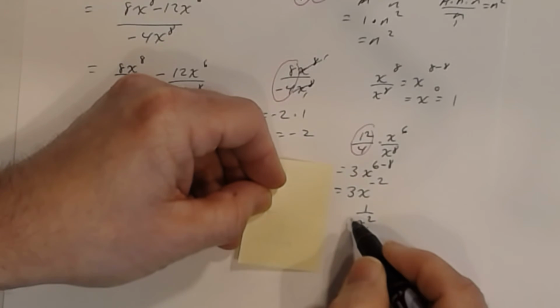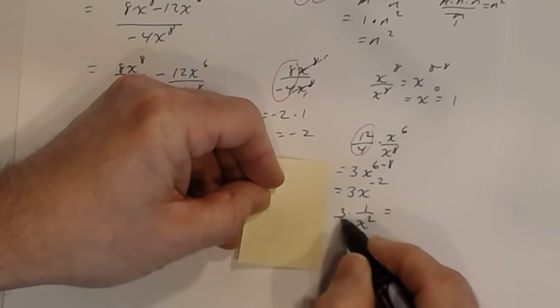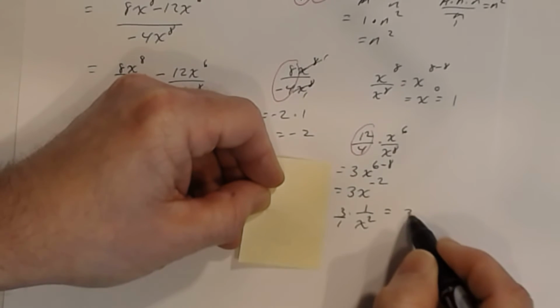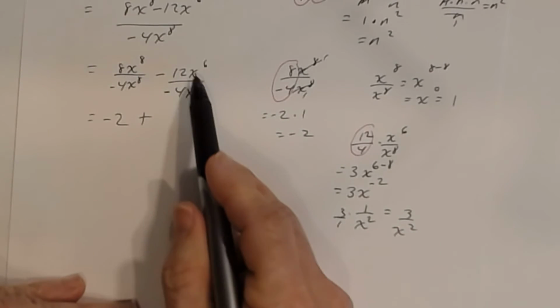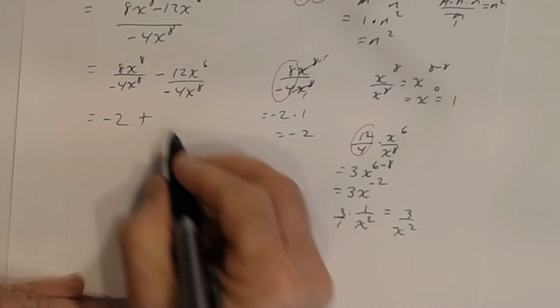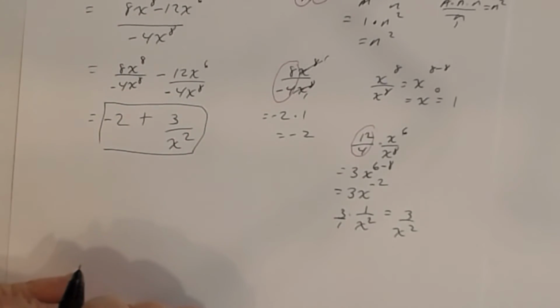And so that's times 3. And as one fraction, remember 3 is 3 over 1. So 3 times 1 is 3. 1 times x squared is x squared. So this right here is 3 divided by x squared. And there's your answer.